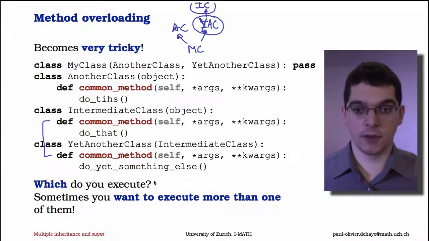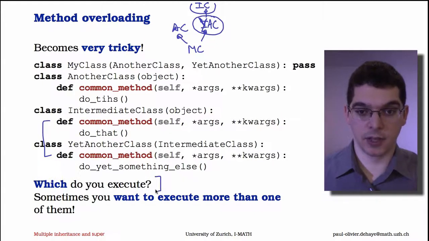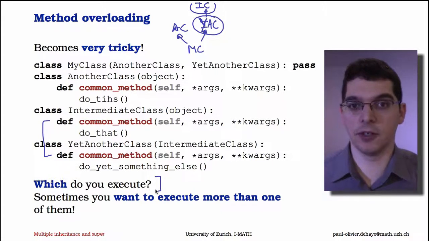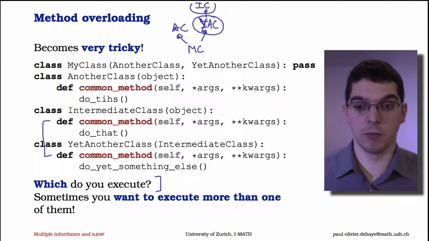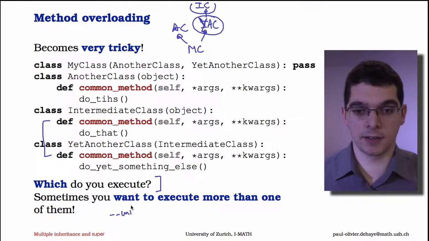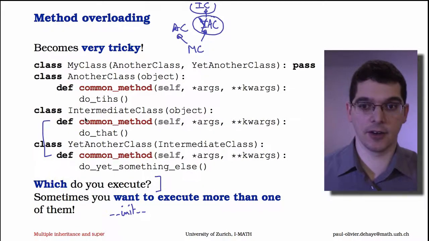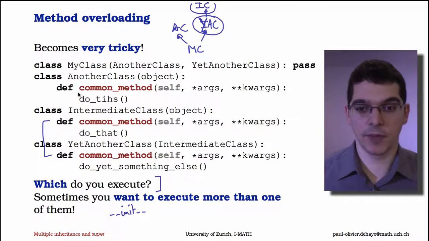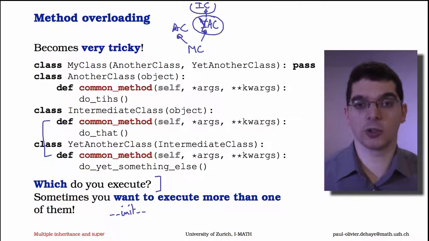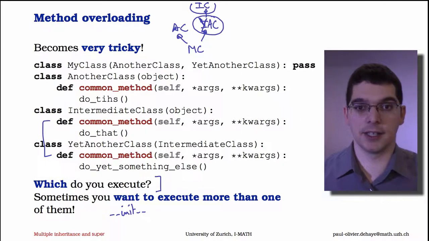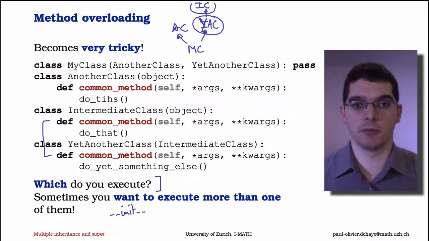Okay, so the question becomes, which do you execute? And actually, this question is not very good in some cases, because sometimes you want to execute more than one of them. The typical example for this is underscore underscore init, so the constructor, which is a name that you will use again and again. So basically, all the classes here will define an init, or almost all of them. And you typically don't just want to execute one of them. You want to execute pretty much all of them, because this initializes your object, and part of your object might be initialized in the less specific classes.